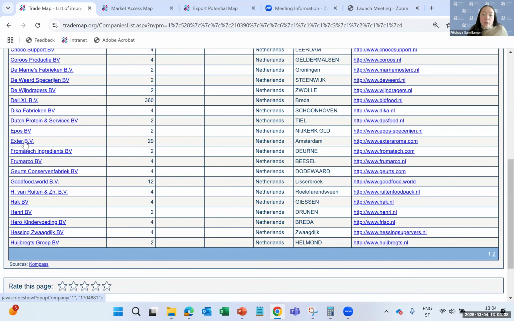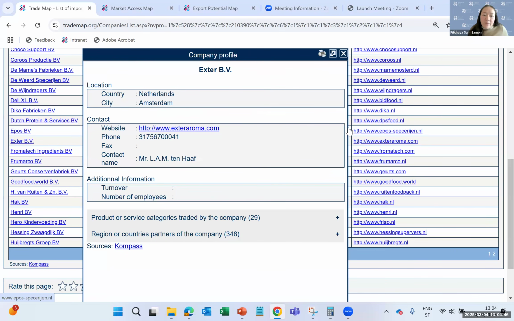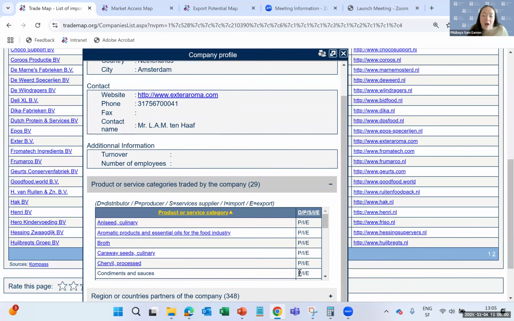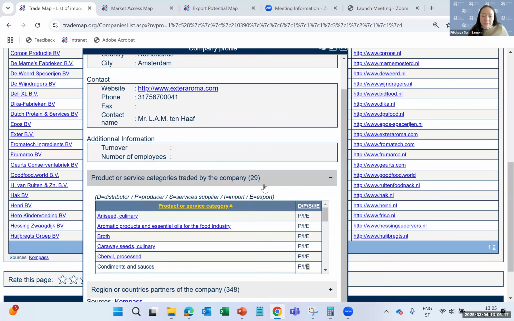distributing this product. We're going to click on one of the companies that we have here. This is the information we see. We have the website, the phone number, and the contact name. They did not provide turnover or number of employees, but what is interesting is here: they mentioned that they are producer, importer, and exporter of sauces and condiments. So this is the right company, and this is a potential company that I, an Indonesian exporter, could get in touch with and offer my product.